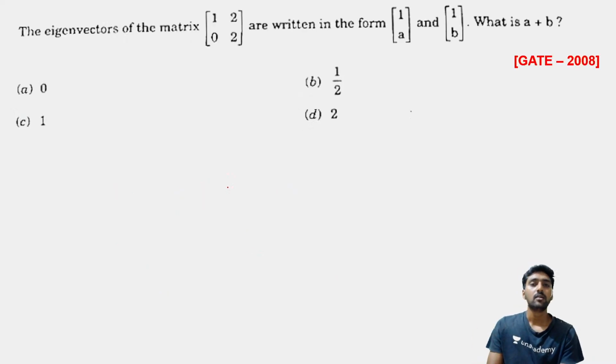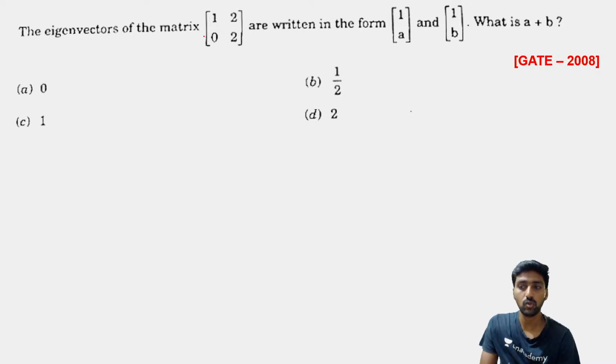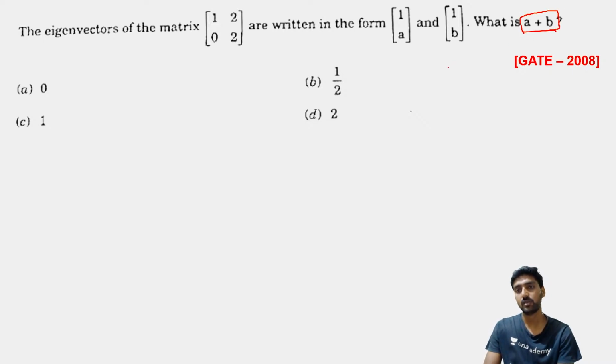Next. Now, the eigenvectors of the matrix 1, 2, 0, 2 are written in the form of 1, a and 1, b. What is the value of a plus b? So this is what now we need to calculate. What will be the solution?